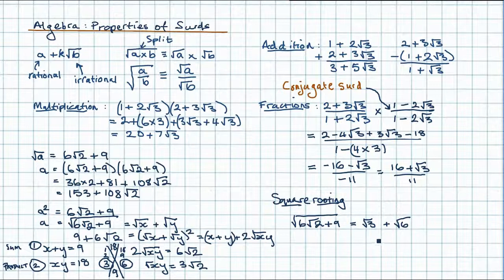So we've done it. We've got a simplified surdic quantity, and we've shown how to square root what looked like a complicated thing, but we've square rooted a surdic quantity to end up with just two very simple surds.